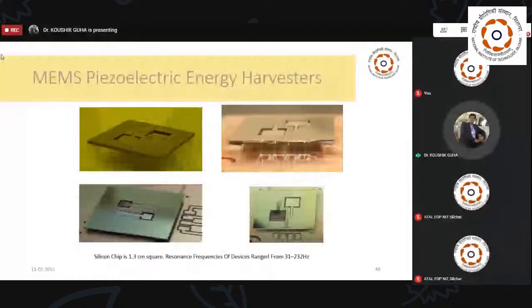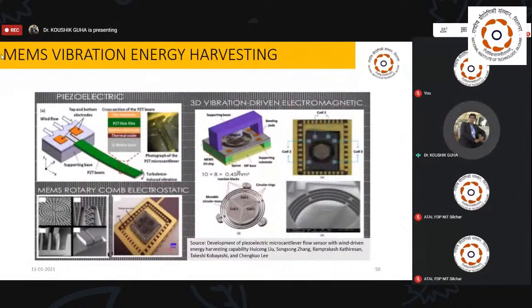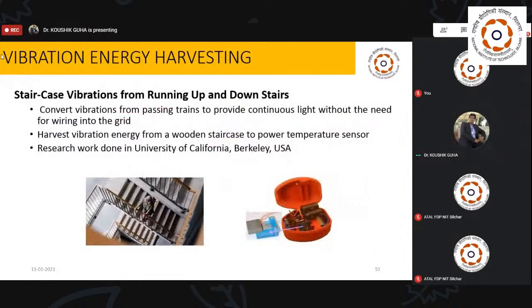So these are some examples of MEMS piezoelectric energy harvesters. Here the frequency ranges from 31 to 232 hertz. So it is a wide range of frequencies, the resonant frequency. Then also we can see the 3D vibration driven electromagnetic energy harvester are also present nowadays. Then the MEMS rotary comb electrostatic harvester is also there.